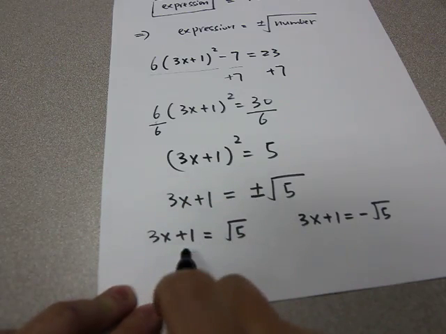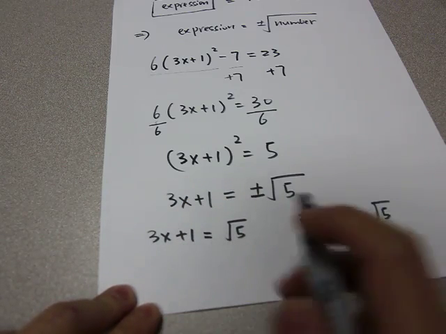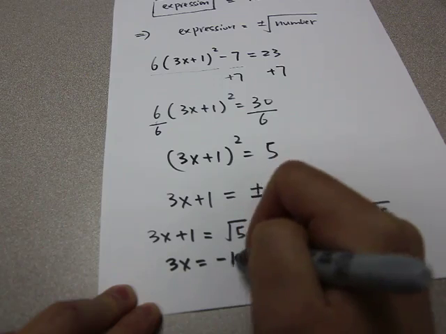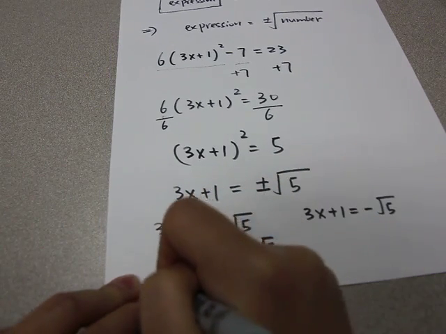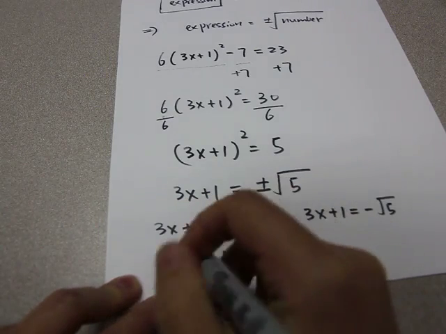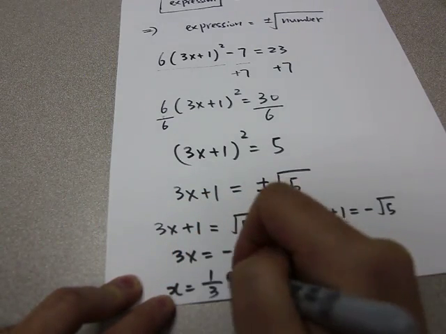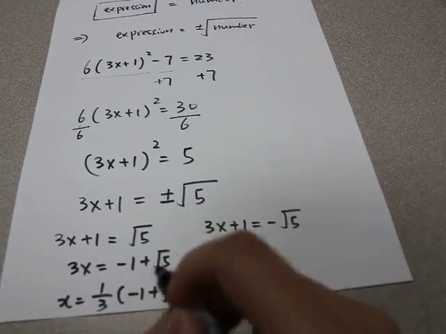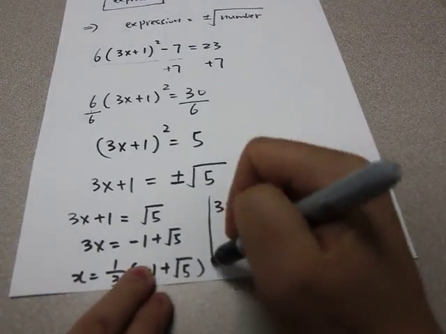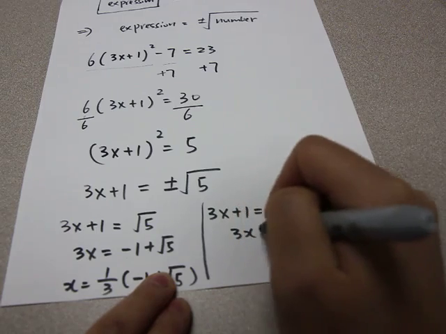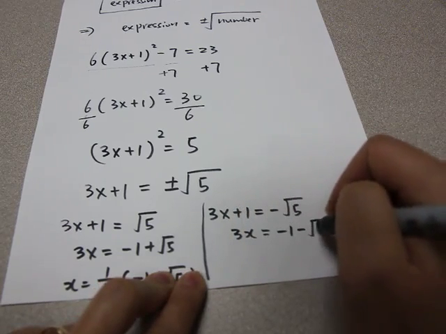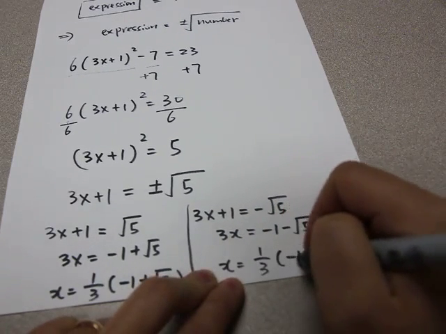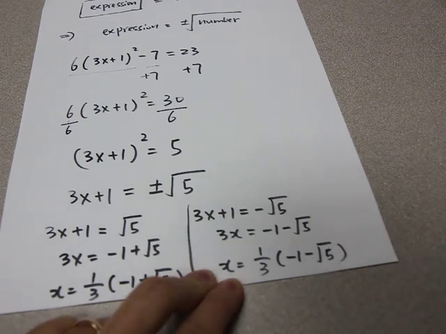So once we solve each linear equation, we can have the solution. So 3x equals minus 1 plus the square root of 5. So x is going to be 1 over 3, because we divide by 3 on both sides, times minus 1 plus the square root of 5. Now we have one solution, right? Now the second solution, 3x equals minus 1 minus the square root of 5, and x equals 1 over 3 times minus 1 minus the square root of 5.